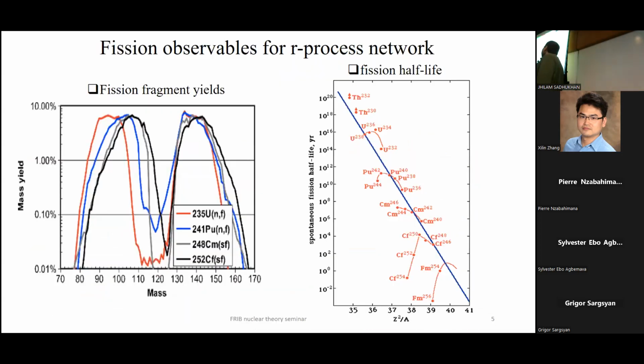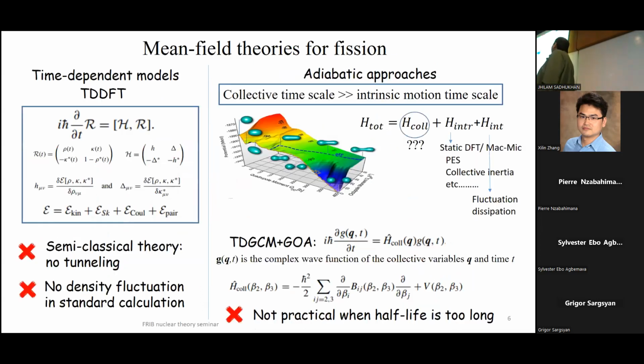So what we need is basically two quantities: yield distributions and half-lives. These two are the main observables we require for these R process calculations. And there are different theories that we can apply, and I will say which theory we can apply and which we cannot for our interest.